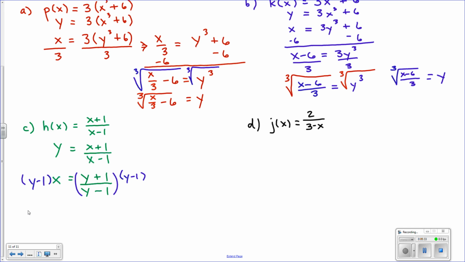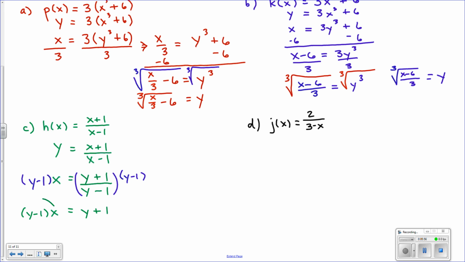We now have y minus 1. Oops, let's undo that. Let's make it green so it matches. So we've got y minus 1 times x equals y plus 1. And here's where we come into this dilemma. We still have two different y's here, but we have to get this y out of the grouping symbols.